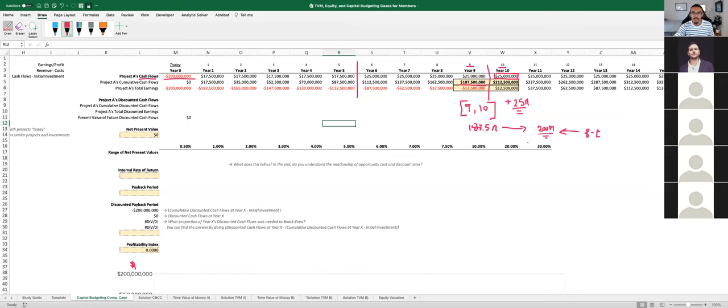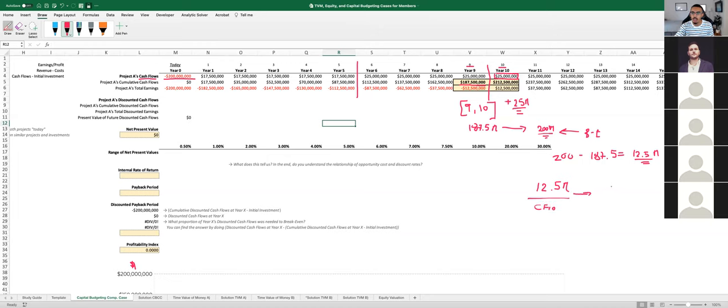Well, in this case, simply by doing 200 minus 187 and a half, you would get 12 and a half, right? $12.5 million is what we're missing between our $187.5 million and our $200 million. We want to see how much we are missing to get to that amount, okay? And assuming that our cash flows are evenly distributed every single day or month or week, whatever the case may be, technically we only need $12.5 million of our cash flow on year 10.